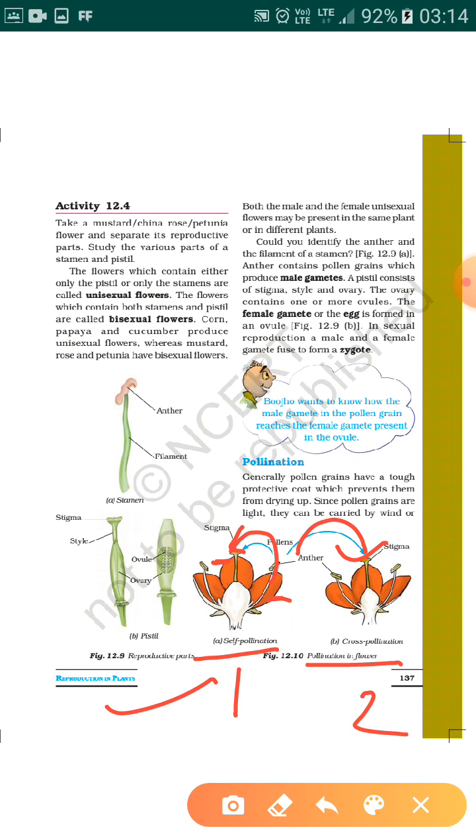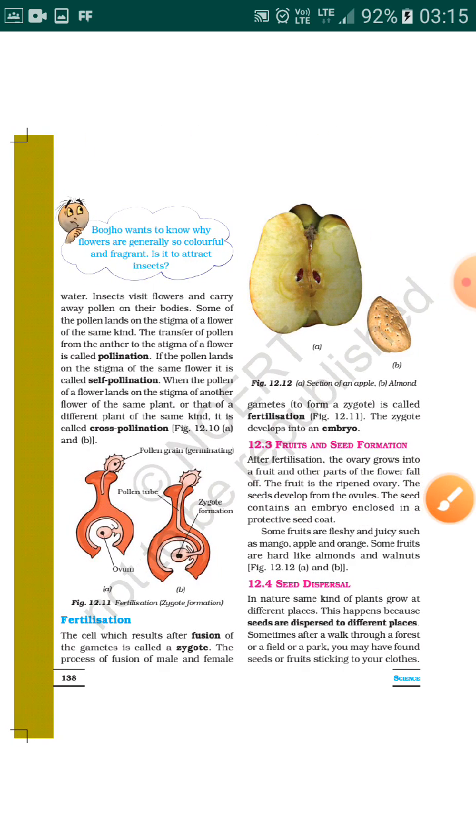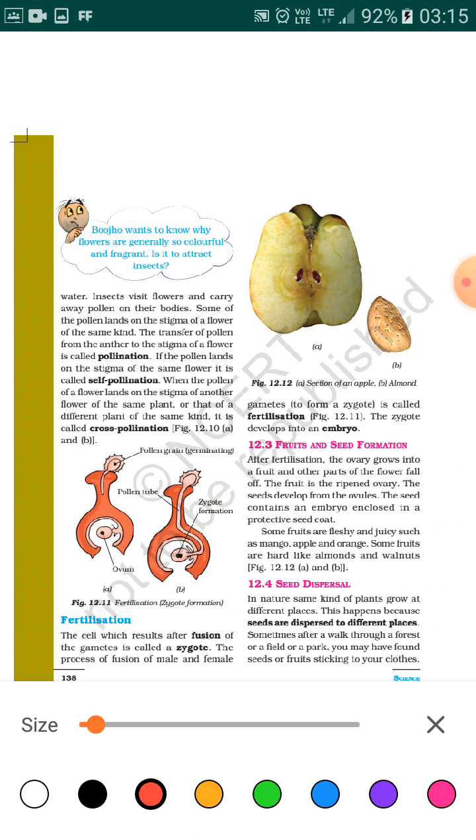So ultimately there should be transfer of the pollen grains. So what is pollination? Pollination is the biological process of transfer of the pollen grains, that is the male gametes, from one flower to another flower. If it happens in the same flower, like in self pollination, then it is self pollination. And in cross pollination, the transfer of pollen grains is from the anther of one flower to the stigma of another flower. That is cross pollination.